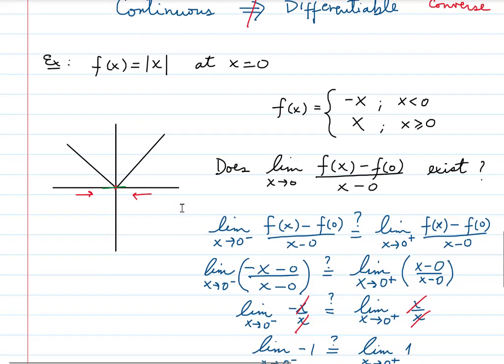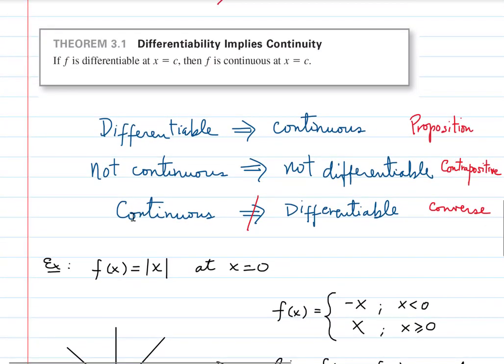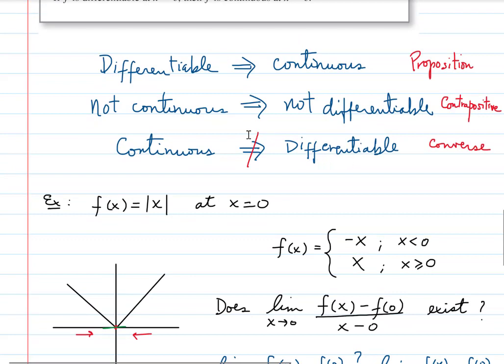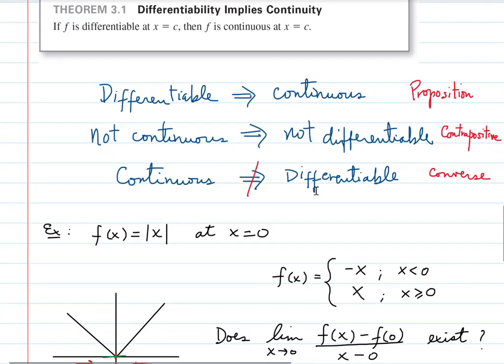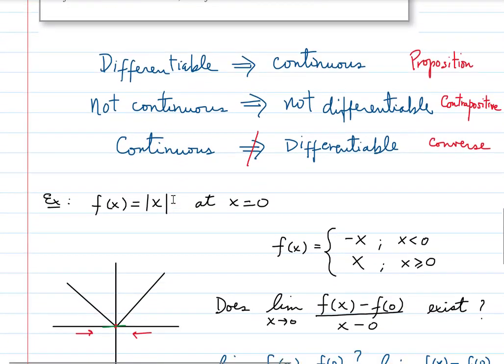So I wanted to show you an example. This will be a counterexample to show that a continuous function is not necessarily differentiable. So we were trying to show here with an example that this proposition from the theorem does not work the other way. So the converse, in other words, is not true. A continuous function is not necessarily differentiable.